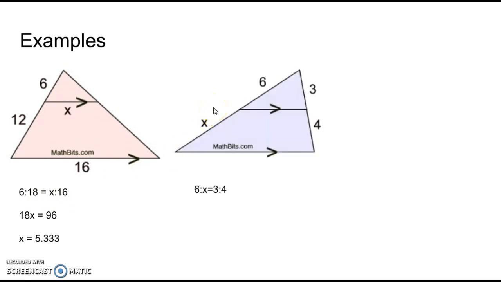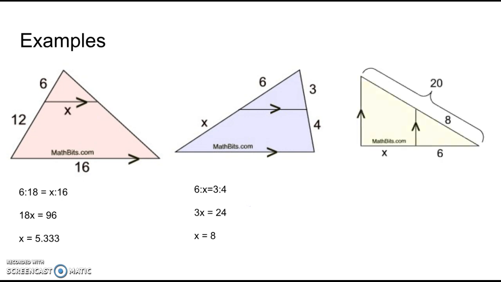Look at our next example. This is truly using the side splitter theorem. 6 is to x as 3 is to 4, because a line parallel to a side of a triangle divides the other two sides proportionally. So 3x equals 24, and thus x equals 8.